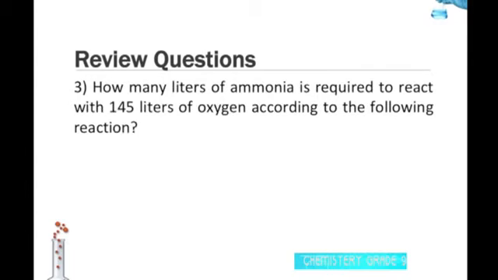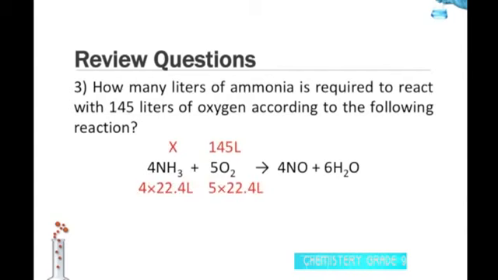How many liters of ammonia are required to react with 145 liters of oxygen according to the following reaction? We set up the unknown and known on the top and the volume on the bottom. Then we can solve for x. 116 liters is required.